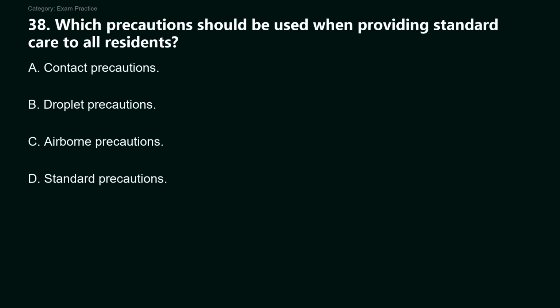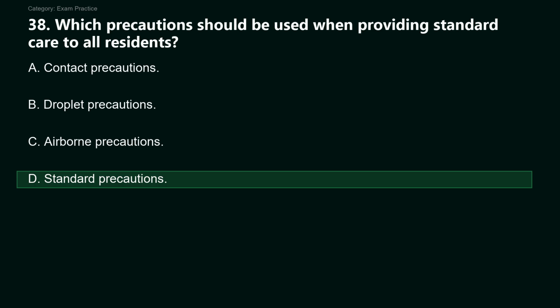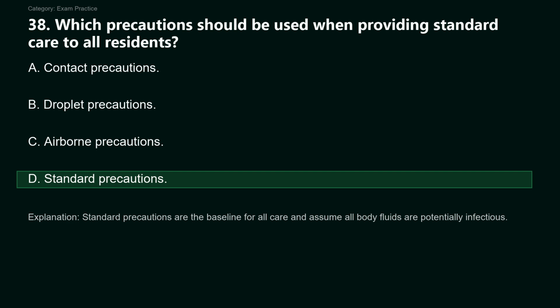Question 38. Which precautions should be used when providing standard care to all residents? Option A, contact precautions. Option B, droplet precautions. Option C, airborne precautions. Option D, standard precautions. The correct answer is option D, standard precautions. Standard precautions are the baseline for all care and assume all body fluids are potentially infectious.